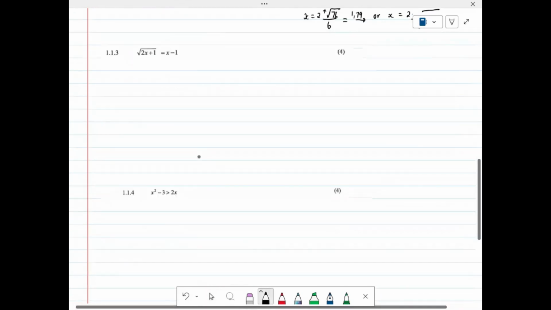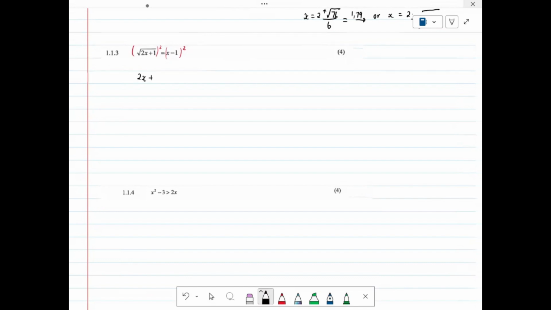So the next equation has a square root in it. So to solve for x, we're going to have to square both sides. So first of all, we want to get the square root by itself, which it is, and then we can square both sides. So that and squaring that. So the square cancels out with the square root to give us 2x plus 1.